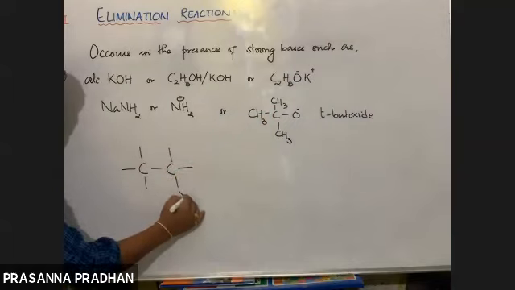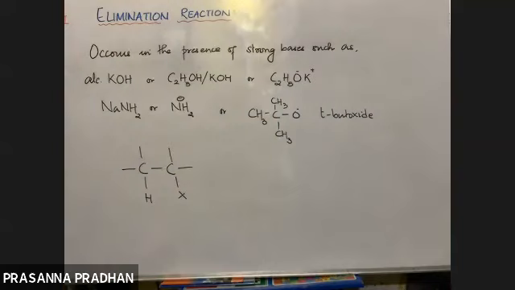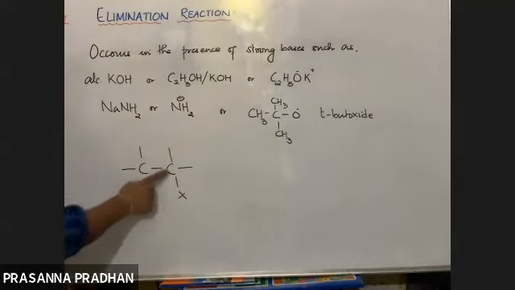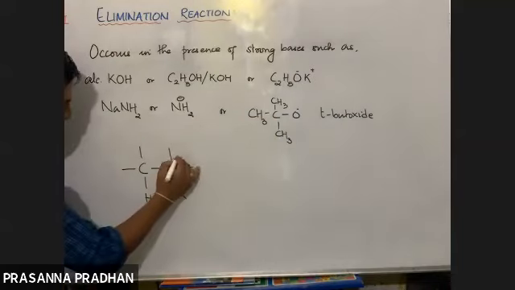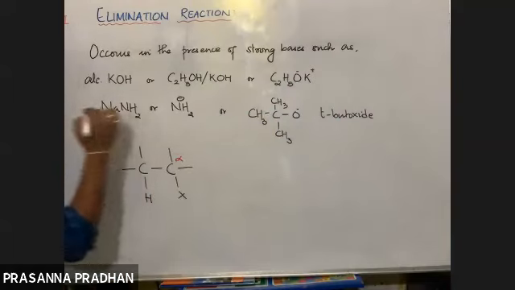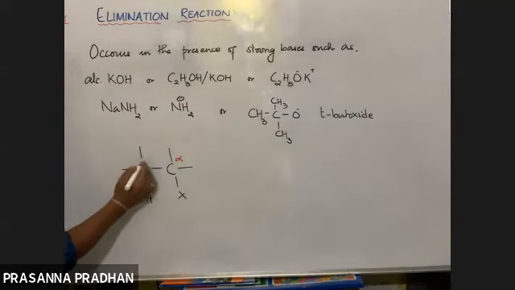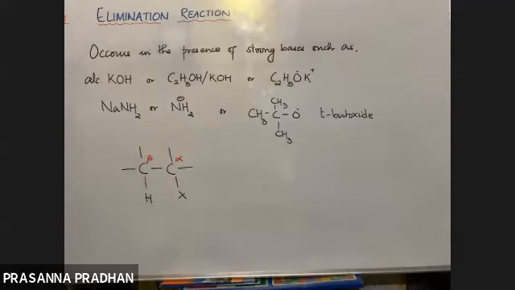We have an alkyl halide like this. This is a halogen and we have a hydrogen out. Now, the carbon containing the halogen will be known as an alpha carbon. So obviously the carbon next to the alpha carbon will be known as a beta carbon.